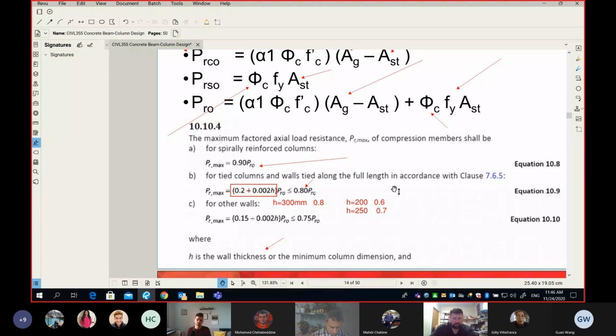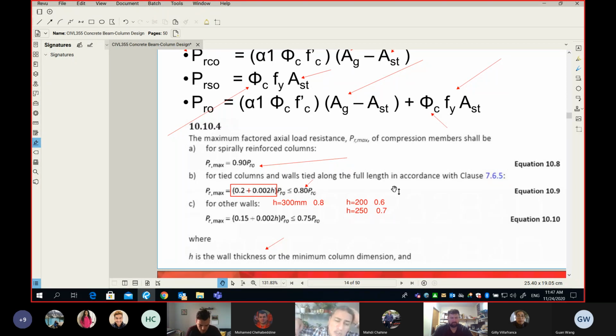Does it have to do with the way the rings are, like the ties? Actually, I'll tell you something. The code never said why, but Tahir, that's my opinion. Why do the spiral columns carry more load? Because of 2 things. Number one is they confine the concrete core more.